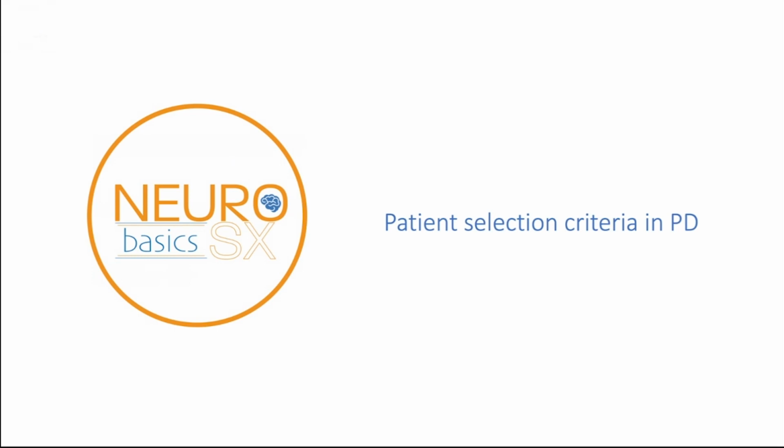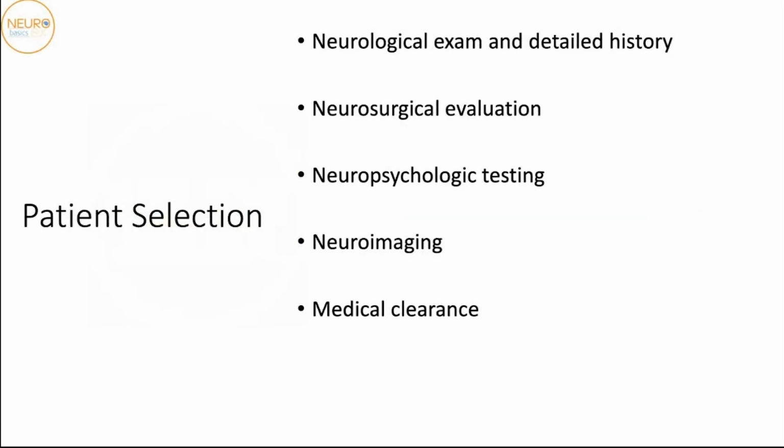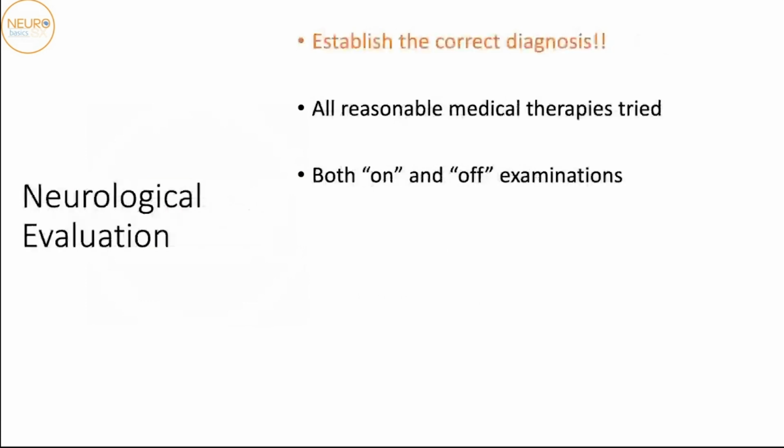Coming to patient selection criteria in PD and how we decide whether a patient is fit for surgery or not. When it comes to patient selection for PD, it's important to get evaluation done under all the following topics. An evaluation by the neurologist, by the neurosurgeon, as well as by neuropsychology is necessary, followed by neuroimaging and medical clearance.